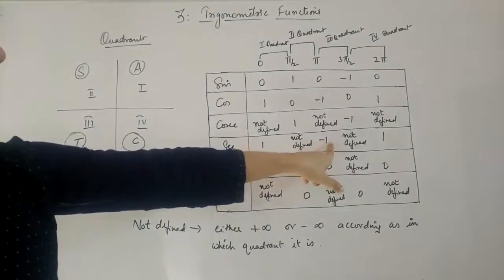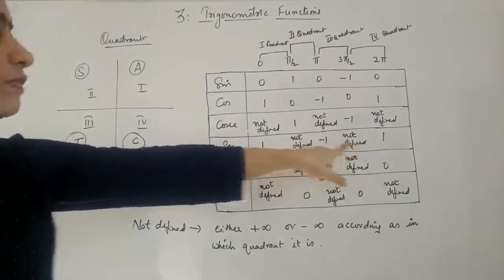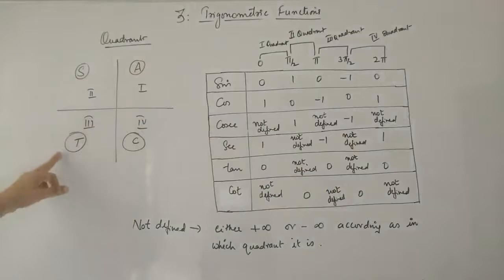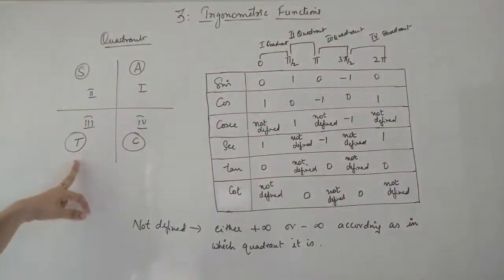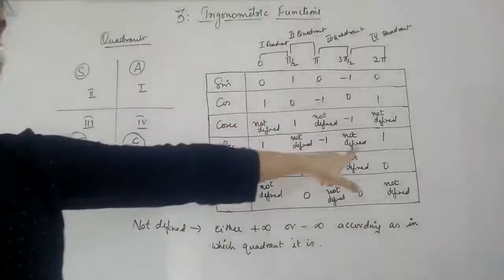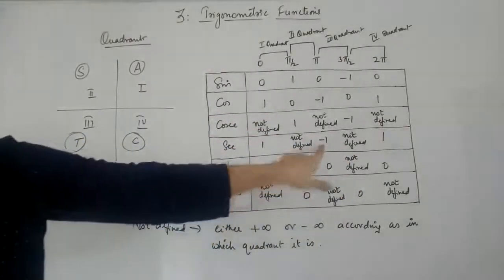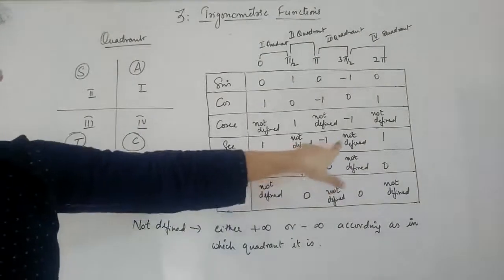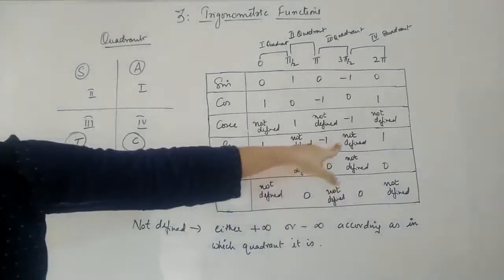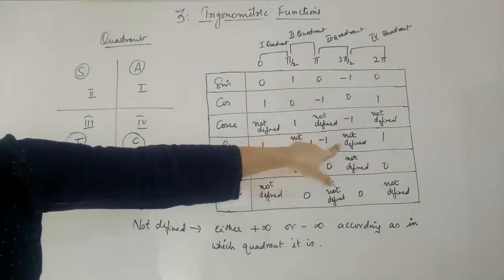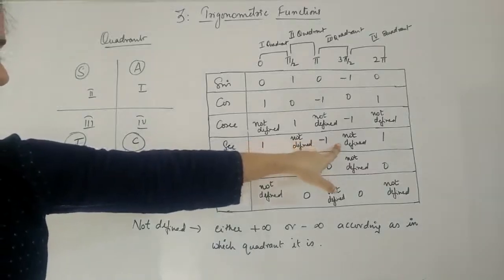Now again it is going from minus 1 to not defined. We will go for the third quadrant. In the third quadrant you have tan to be positive, that means cos is again negative. So you will read this not defined as negative infinity. So it is going from minus 1 to minus infinity. Minus 1 to minus infinity means it is decreasing its value in the third quadrant.